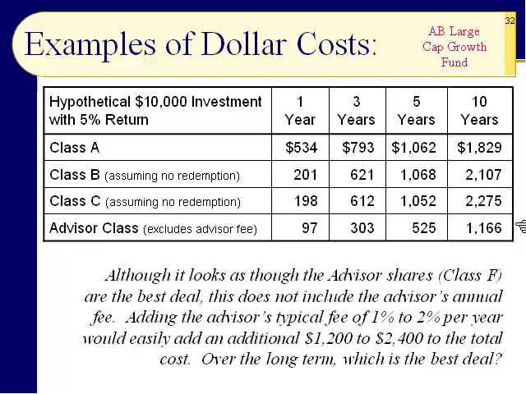Right. This does not include the advisor's annual fee. Adding the advisor's typical fee of 1 to 2% per year would easily add an additional $1,200 to $2,400 to the total cost. So over the long term, which is the best deal, dear students?